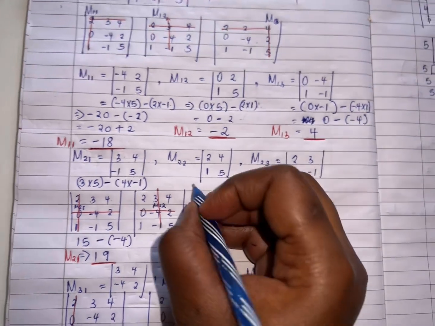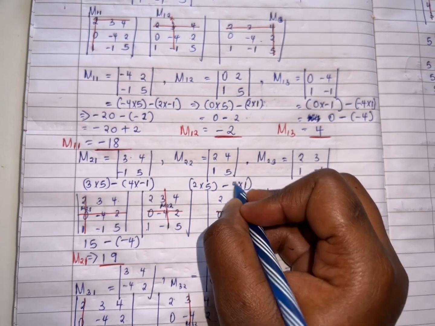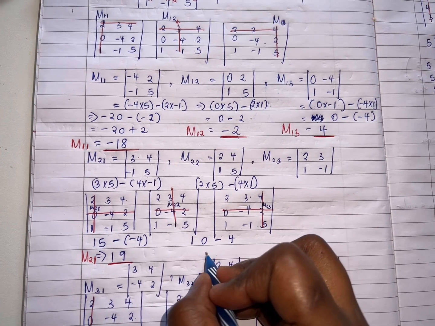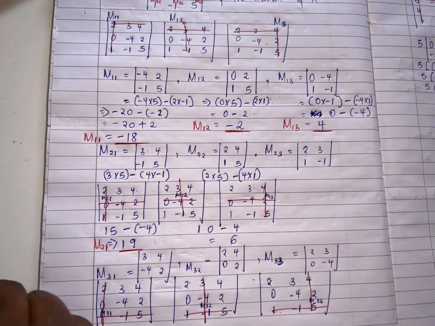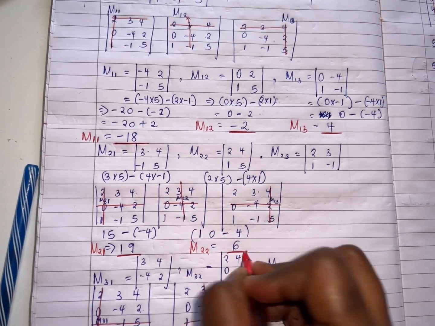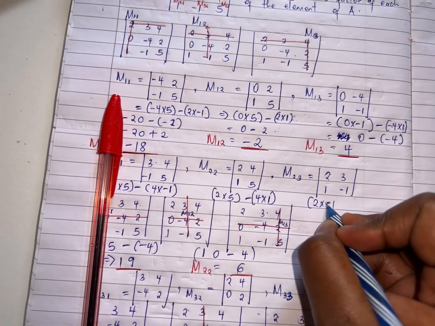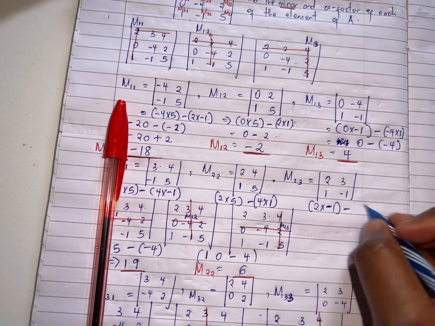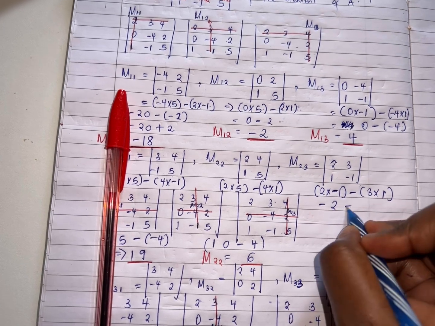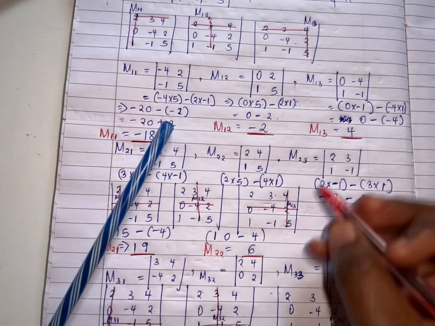M22 is a bit easier. So 2 times 5 minus 4 times 1. So we'll be having 10 minus 4. So that's 6 for M22. M23 will be 2 times negative 1 minus 3 times 1. We'll have negative 2 minus 3. So that's negative 5 is our answer for M23.